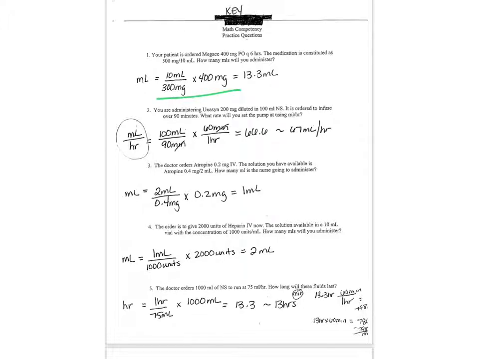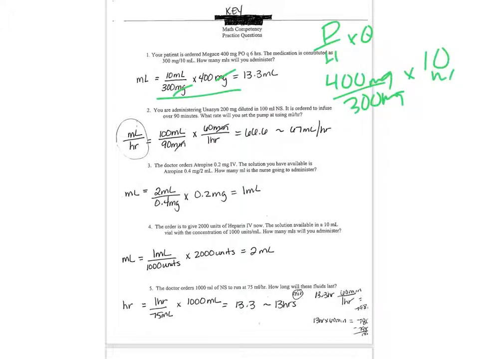She uses the dimensional analysis, so the milligrams cancel out, giving you just milliliters. But we looked at that using D over H times Q. You very well could get the same thing if you put the ordered dose divided by the dose on hand, multiplied by the quantity on hand. 400 divided by 300 times 10 is also 13.3. So you would get the exact same thing.